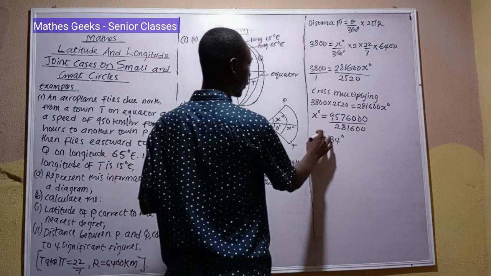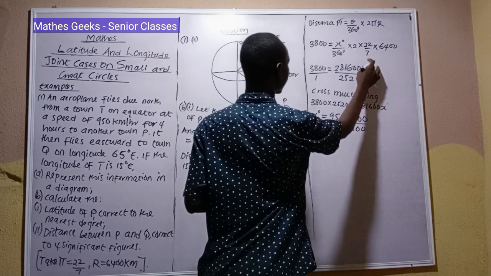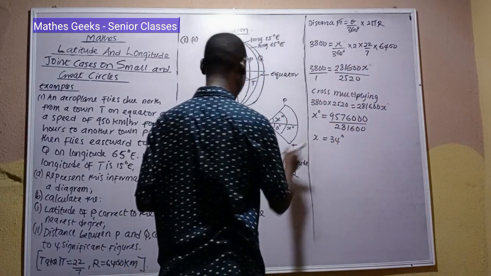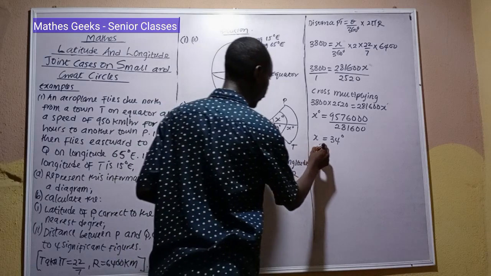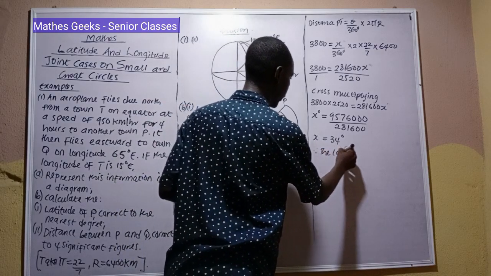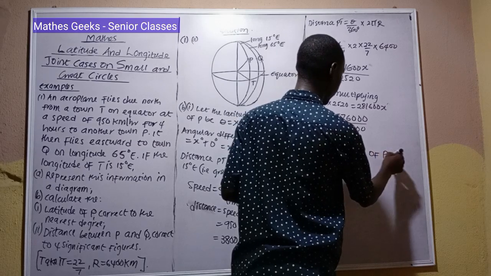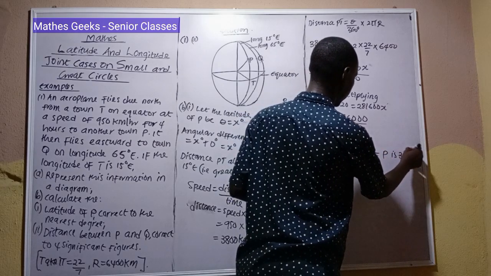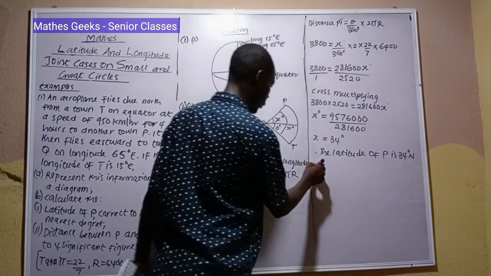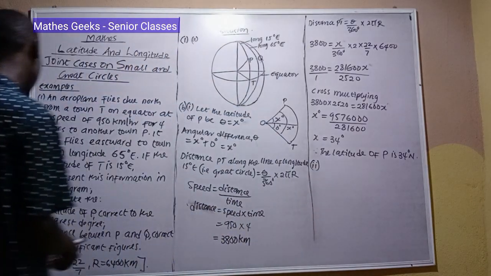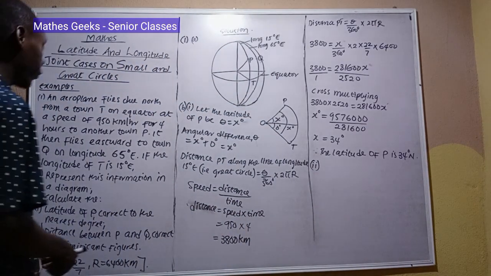So x is 34 degrees. So that is to say, therefore, the latitude of P is 34 degrees north. Number figure 2 says we should find the distance between P and Q correct to 4 significant figures.